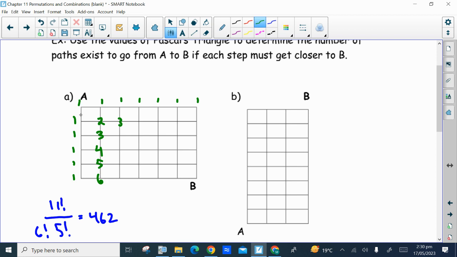Over and down is 1. Down and over is 2. And then there's also combinations of going down 1, then over, down 2, then over, down 3, then over, and then down. Those are all the different ways that you would do it.